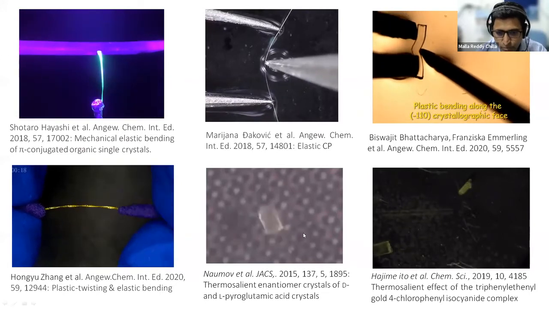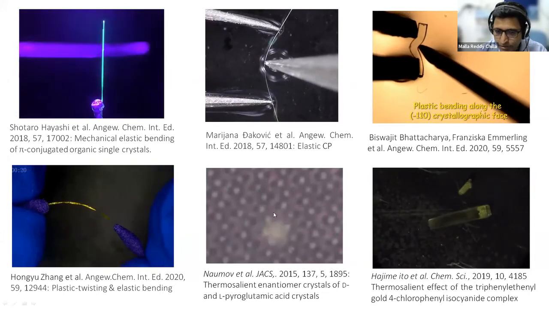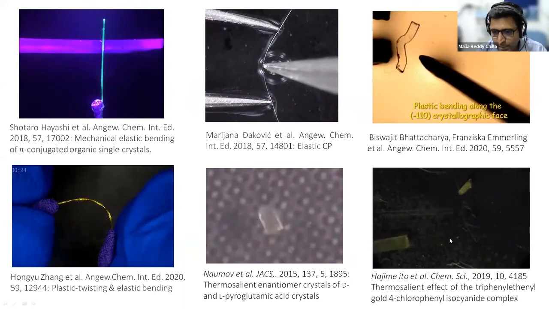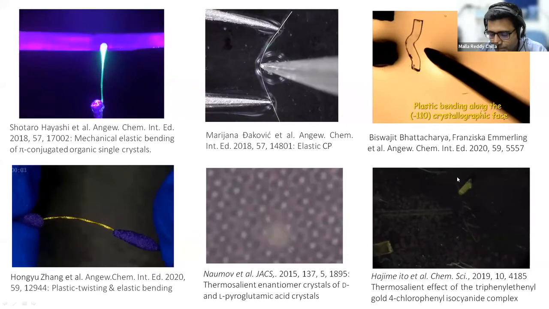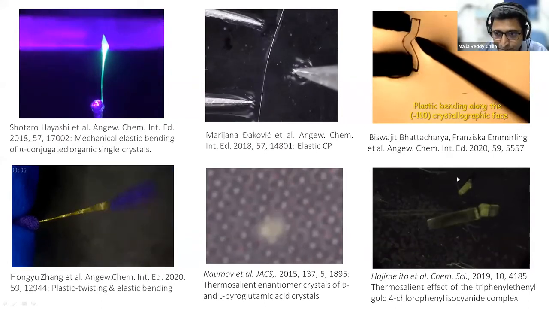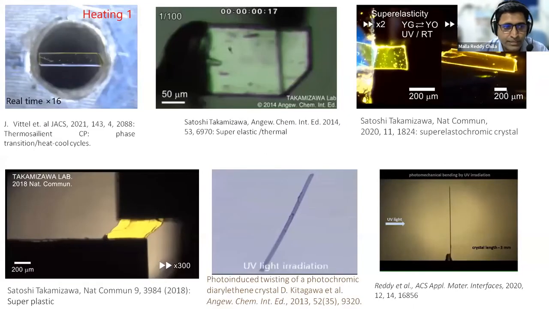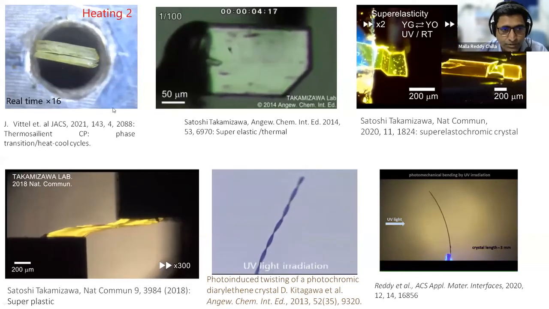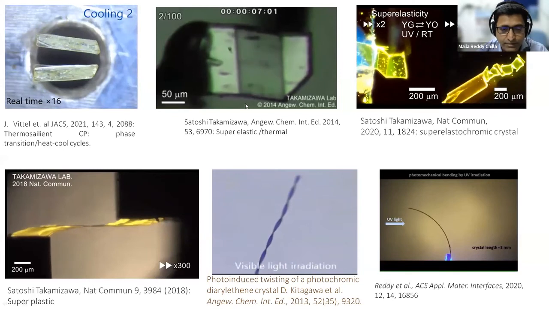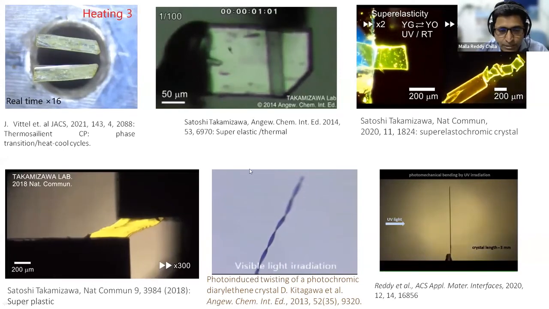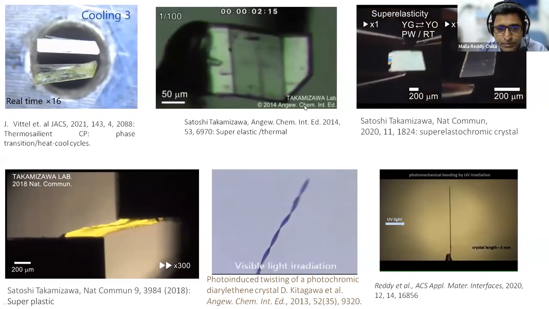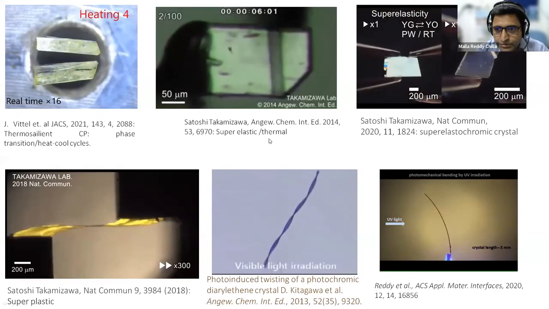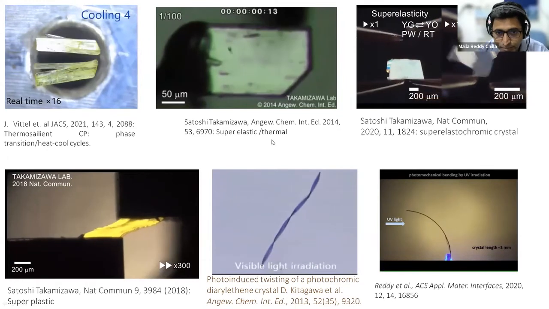And then we know very well these thermosalient crystals from Naumov's group, and they have also shown applications of various types of mechanically flexible crystals. And from Ito's group, fluorescence and many other properties have been shown. Then you have J.J. Vittal's group, where they showed photochemical reactions and mechanical jumping, and there are many other examples. I am just showing you different representative examples, but there are other people who have also contributed to some of these.